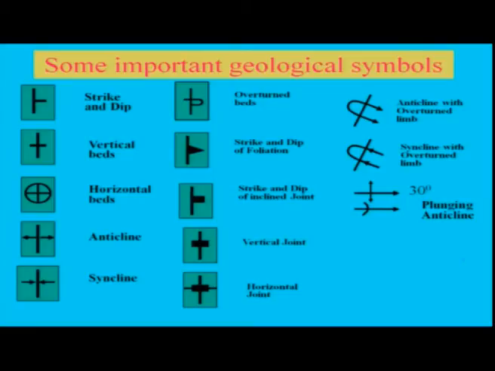Okay. So if you have these symbols which are given, then you can easily make out what is the plunge amount and what is the plunge axis, and in which direction it is plunging. Okay. So these are some of the symbols which are given, which you can study from the slides. Okay.